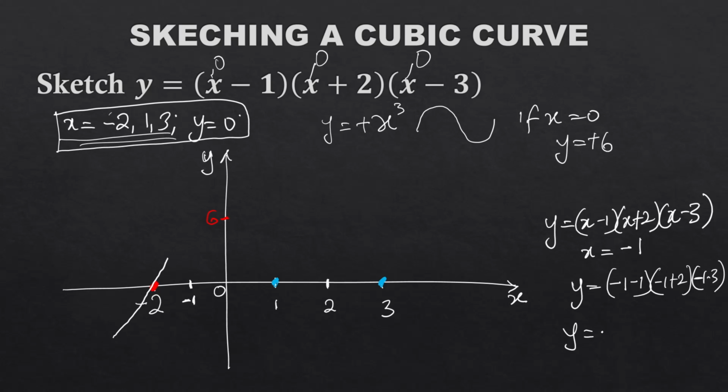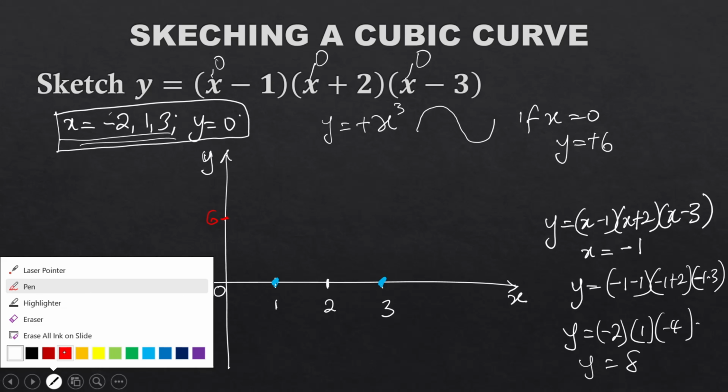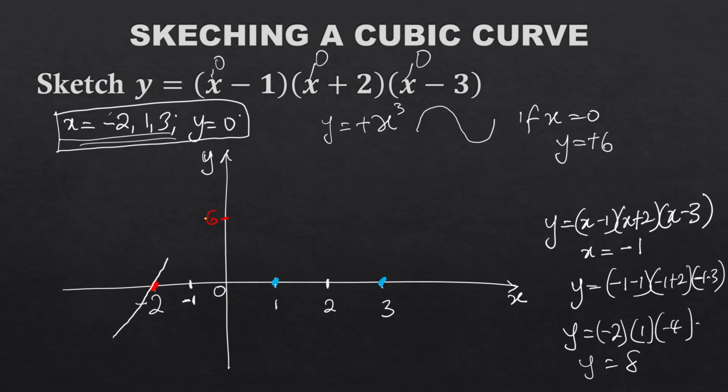So y is going to be equal to -2 bracket 1 and bracket -4. So when you do that, you are going to say that y is going to be 8. That means at this point 8 is where my turning point will be, because at that point y is 8. So it will get to that point because it is the coordinate of minus x. When x is minus x, y is 8.